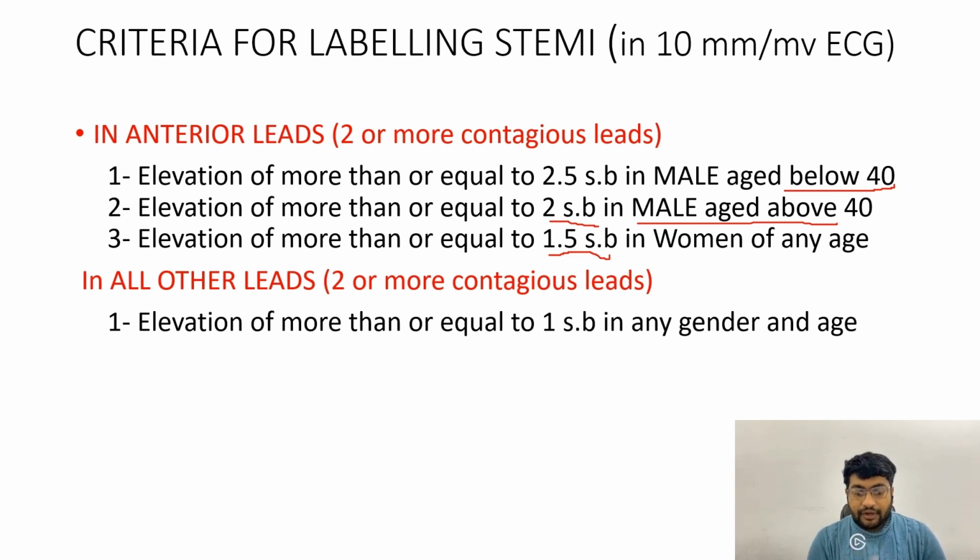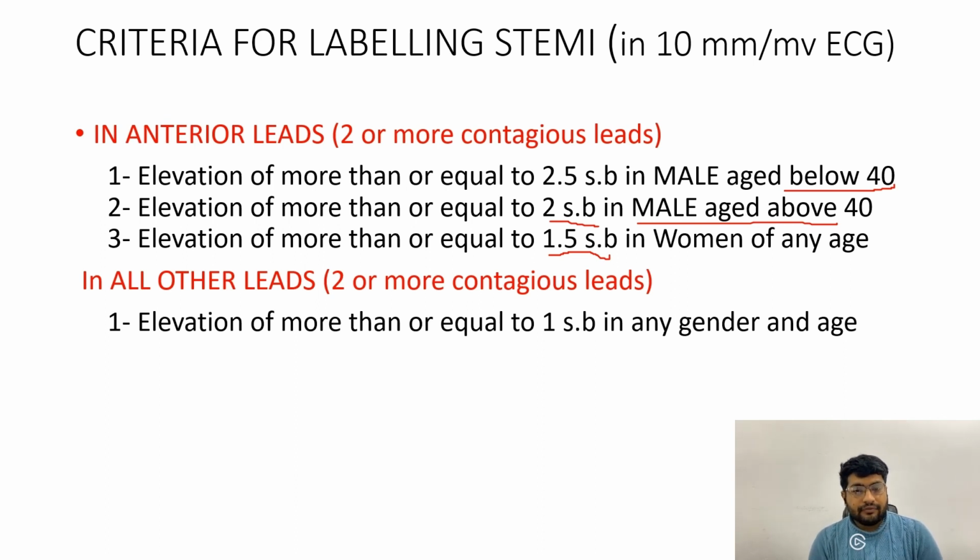So let's just focus on what is 10 millimeter per millivolt ECG. As we know, the ECG records our amplitude in millivolts. So 10 small blocks are equal to 1 millivolt. Every small block is about 0.1 millivolt. The significance of this is if the elevation is 0.25 millivolts, then it would be significant, but we have made it easier for us by referring to small blocks.